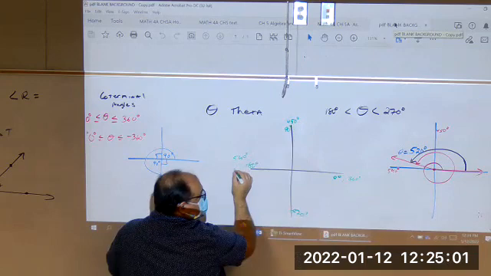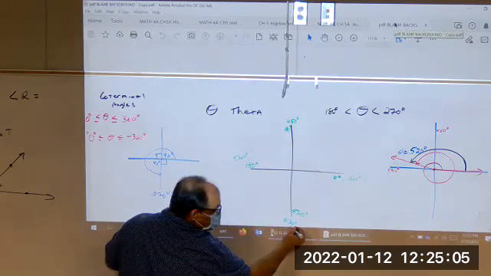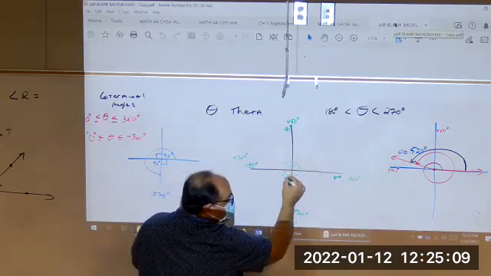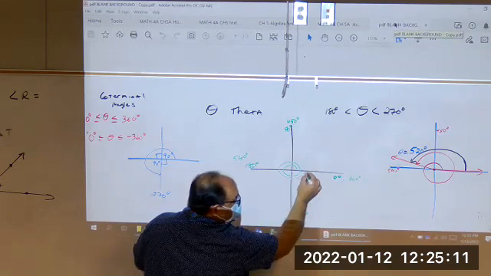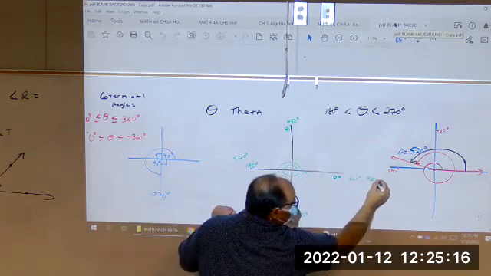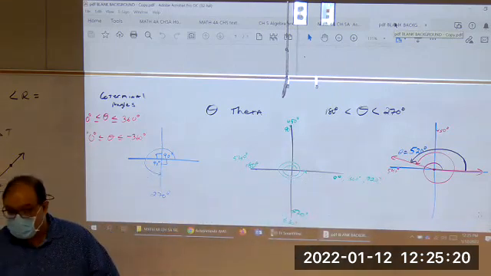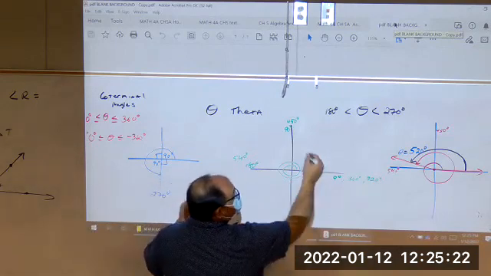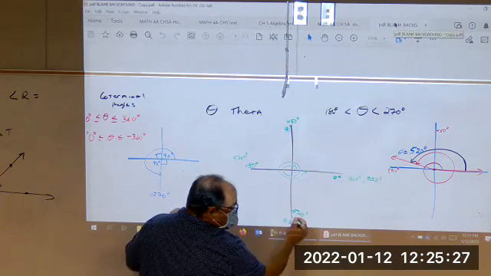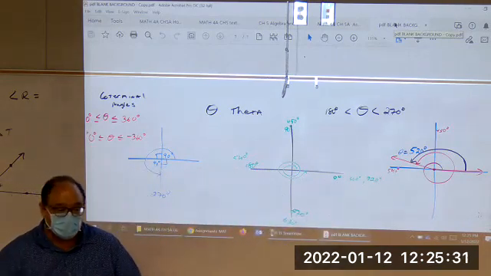540 degrees, 630 degrees, and 2 complete circles, 360 plus another 360, we finish up here at 720 degrees. And if you kept on going, 720, that's 810, 900 degrees, 990, 1080. Revolutions.